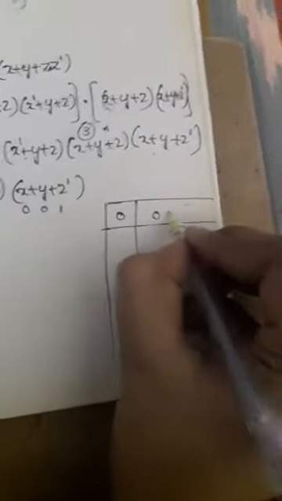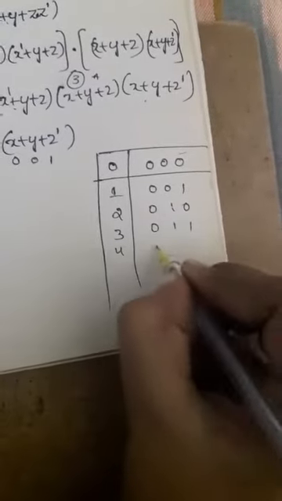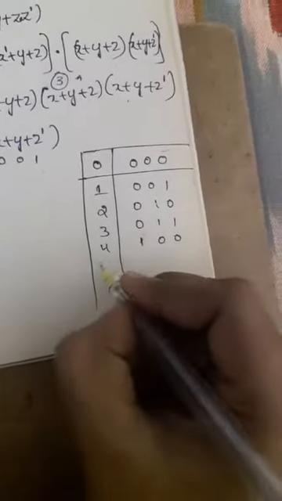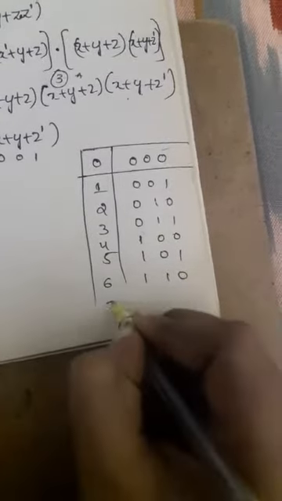So 0 is 0, 0, 0. Okay. For 1, 0, 0, 1. For 2, 0, 1, 0. For 3, 0, 1, 1. For 4, 1, 0, 0. For 5, 1, 0, 1. For 6, 1, 1, 0. For 7, 1, 1, 1. So based on this we have to write it for the max term equation.